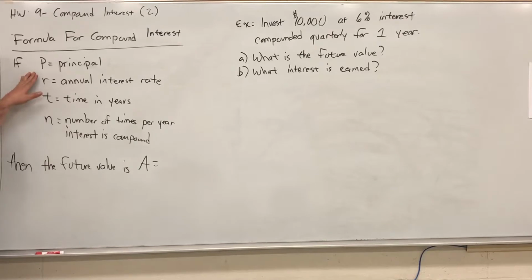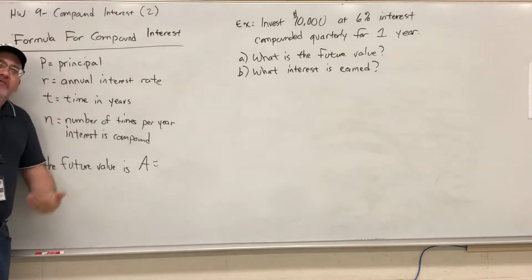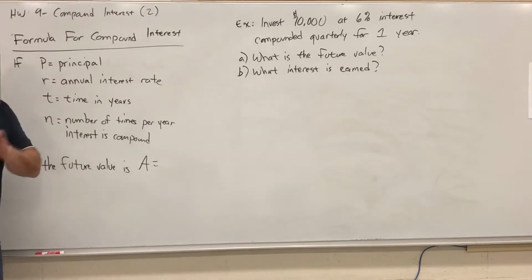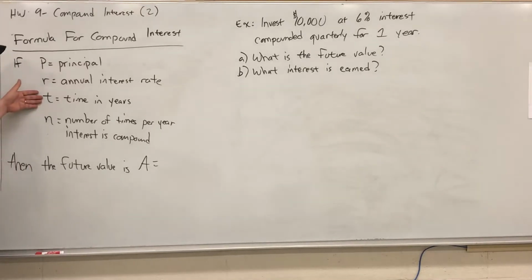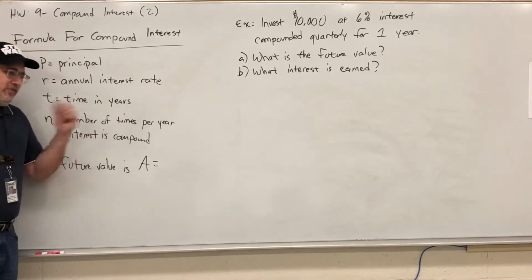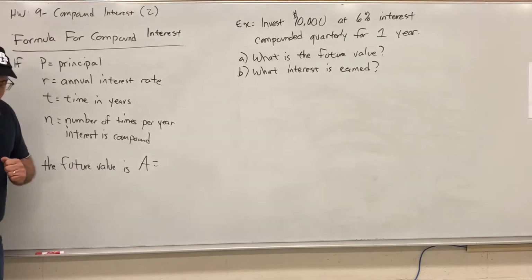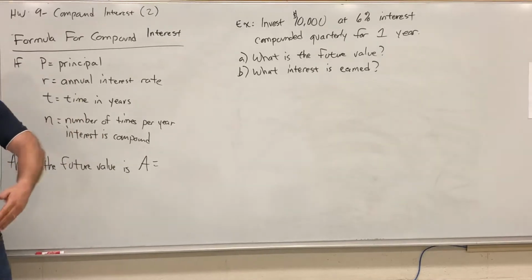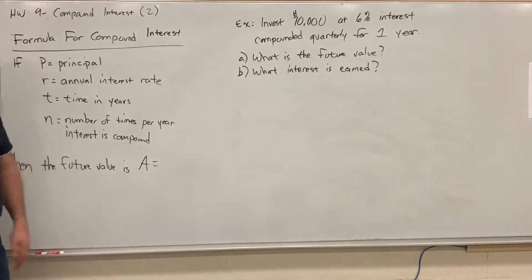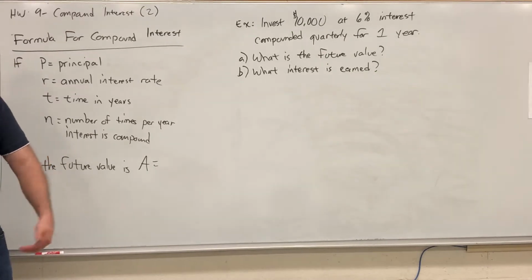If capital P is your principal, how much money you're investing, little r is your annual interest rate, which will always be given to you as a percent, but should always be converted to a decimal. T is the time in years, so if it's given to you in a different unit of measurement, you have to convert. If it's given in months, divide by 12. If it's given in days, we'll divide by 365.